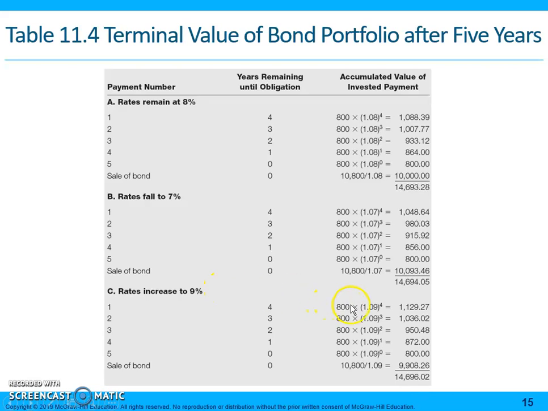So then, if rates increase to 9%, we're going to earn 9% on these coupons over that 4 year period. We're going to receive that $800 at the end of the first year, earn 9% for the remaining 4 years. But we're going to receive less when we sell the bond. Notice the difference between the price of the bond between rates falling. There's a $200 difference almost in the price of the bond. But we still end up with basically the same amount of money, right, in each situation. And that's the idea of immunization.